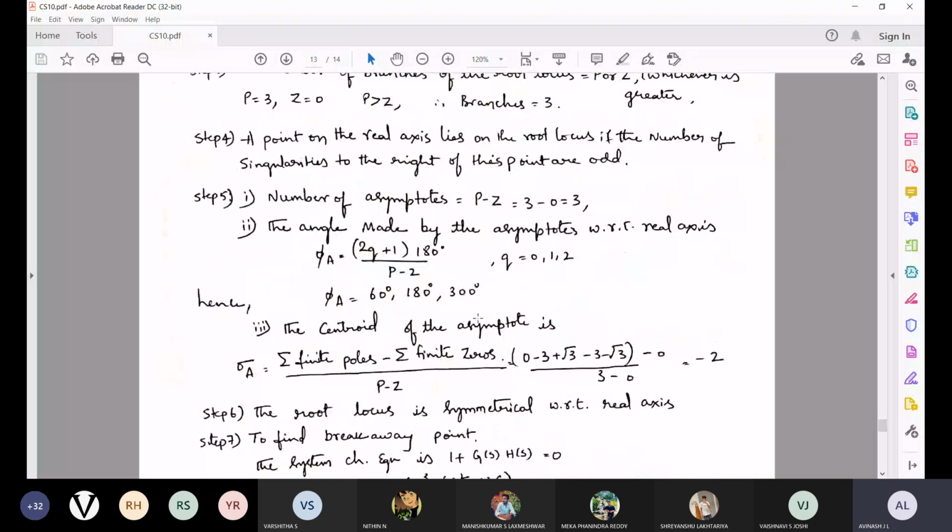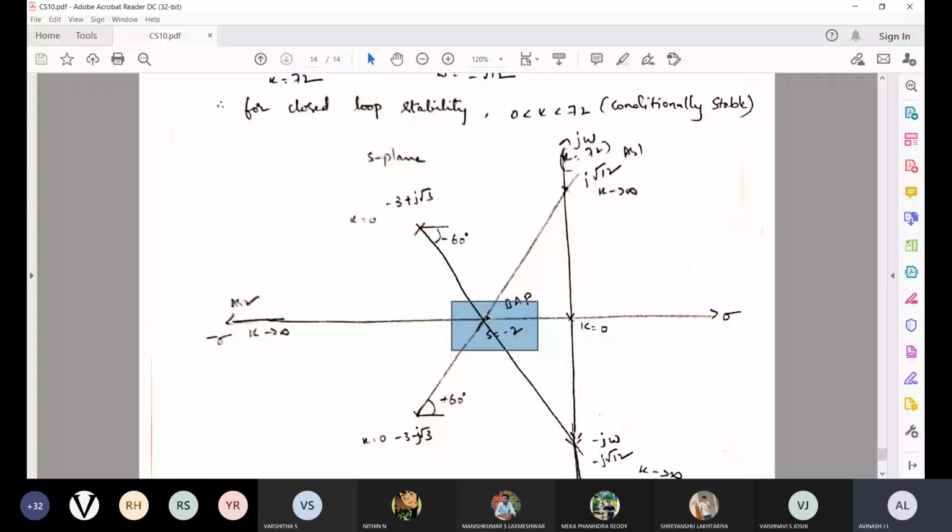So that is how it is going to end. Now once we have done this, that is the breakaway point and the centroid. Later, the breakaway point we are going to mention in this particular part only. This is equal to -2. So once we do the marking of this, the breakaway point.